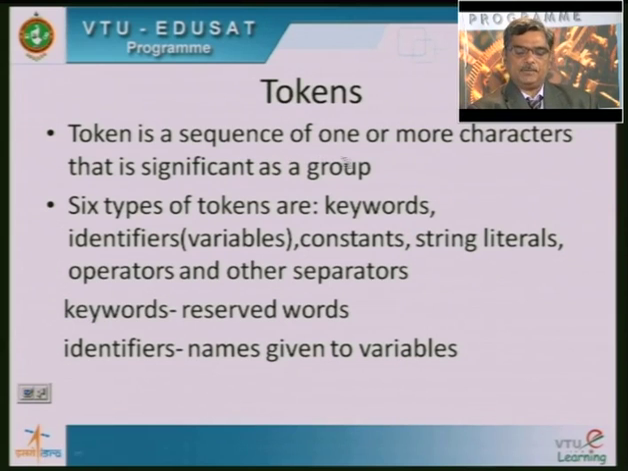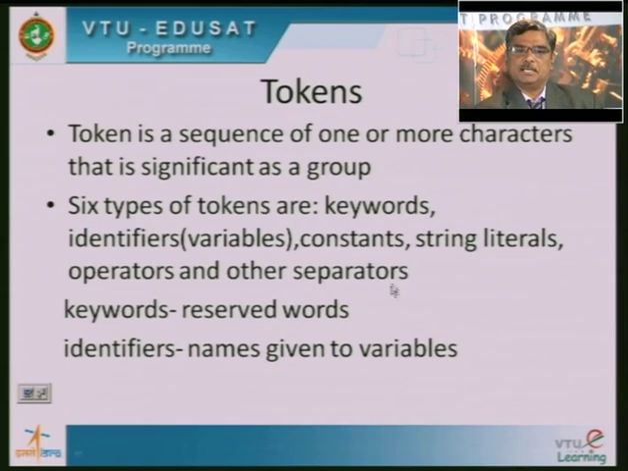A token is a sequence of one or more characters that is significant as a group. Some of them we call keywords. A keyword cannot be used as a variable. These are essential for the programmer while writing a program. For example, if you want to calculate the sine value, cos value, or square root of a value, also main, int, these are what we call keywords. Identifiers are the variables that you declare, and you use these variables for calculation. Constants, string literals, operators like plus, minus, star, slash, which are arithmetic operators, and some separators. So, these are the varieties of tokens that you can observe in programming.